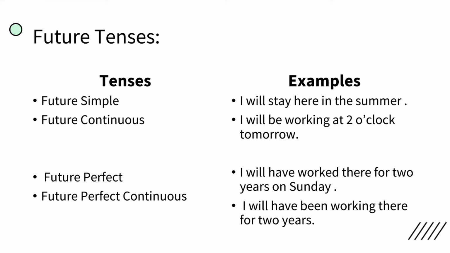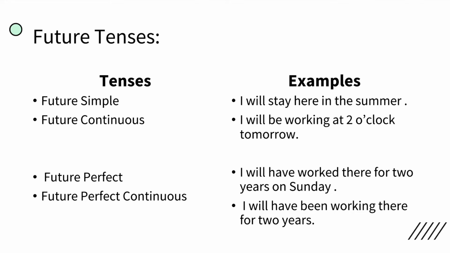We use this to talk about an event or an action that is planned or expected to happen before a certain time in the future. And we have the future perfect continuous. I will have been working there for 2 years. It's an action that will continue after a certain point in the future. Now let's take a look at each one of them individually.